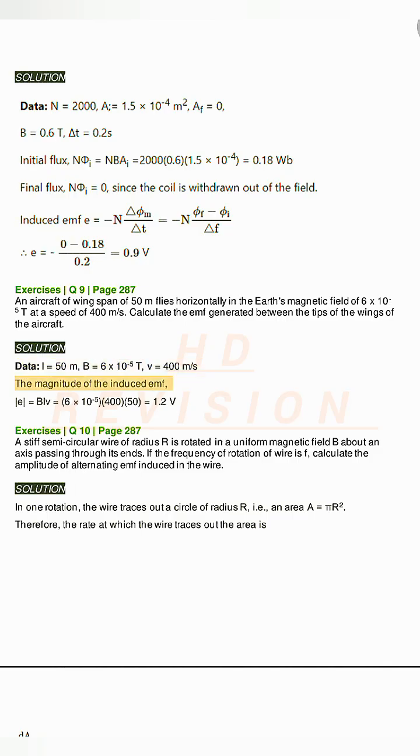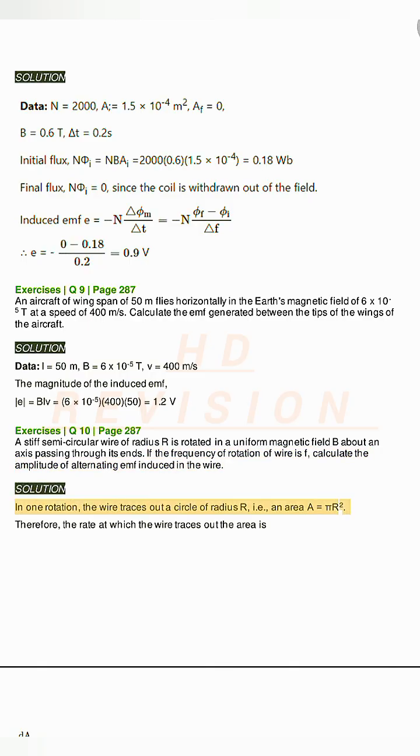The magnitude of the induced EMF: E equals BLV equals 6 times 10 to the minus 5 times 50 times 400 equals 1.2 volts. Exercises Q10, page 287. A stiff semicircular wire of radius r is rotated in a uniform magnetic field B about an axis passing through its ends. If the frequency of rotation of the wire is f, calculate the amplitude of the alternating EMF induced in the wire.